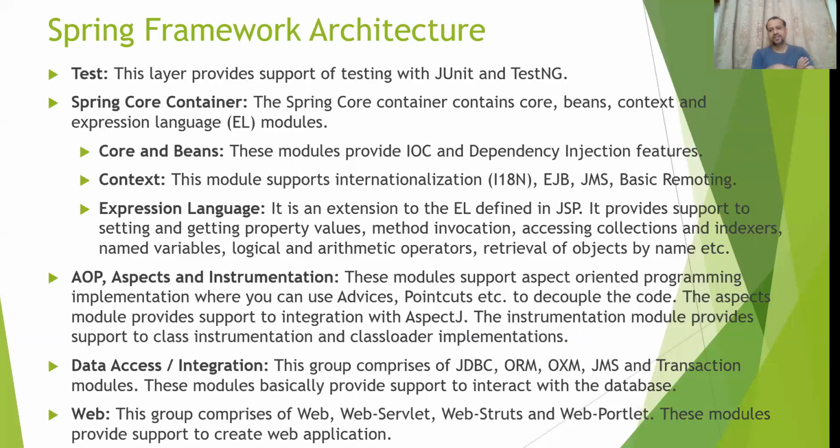It contains four submodules. Core and beans provide IoC and dependency injection features. Whenever we want to work with IoC and dependency injection, we have to deal with core and beans. Context supports internationalization, EJB, JMS, and basic remoting. Whenever we are going to work with web things and with remote objects, at that time we are going to work with context.